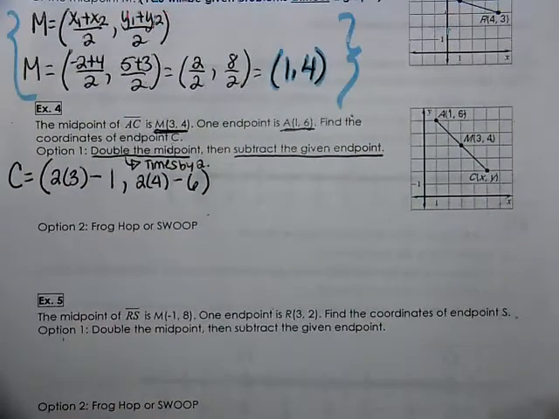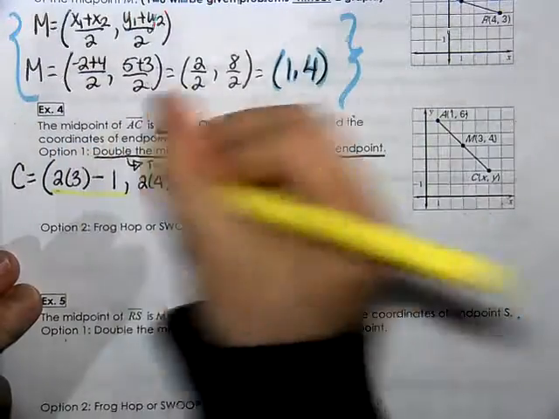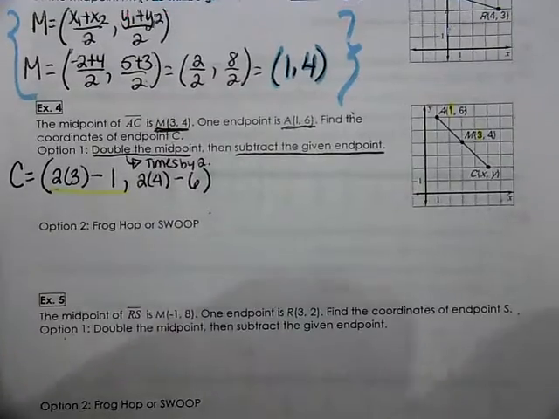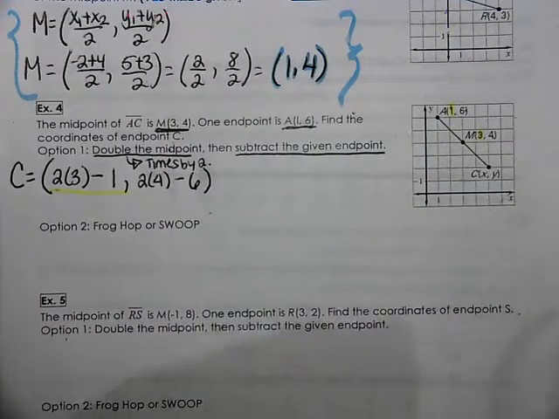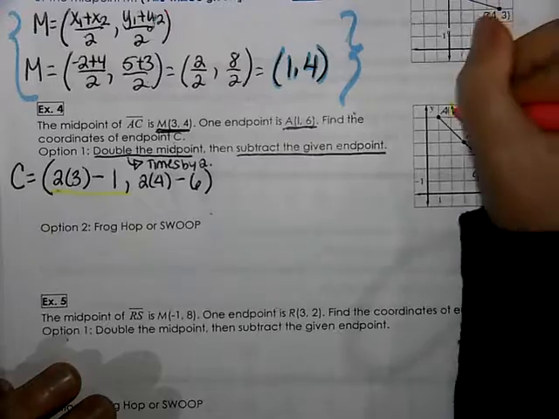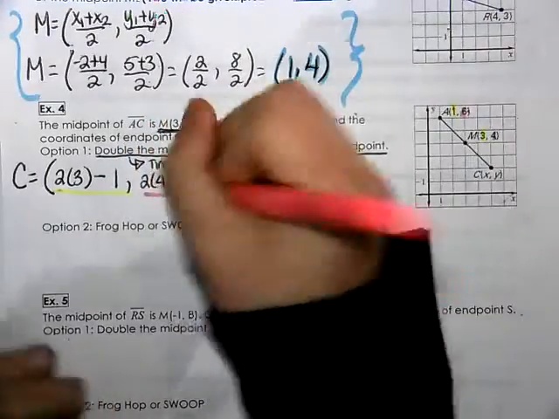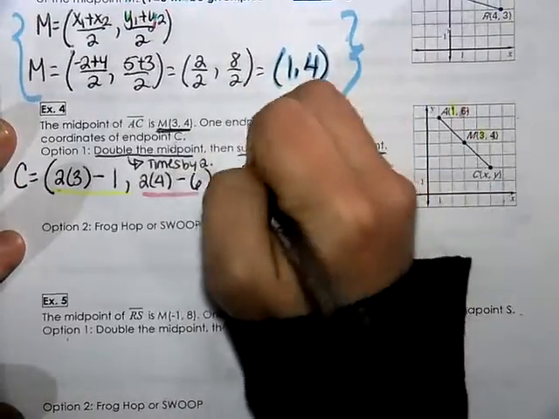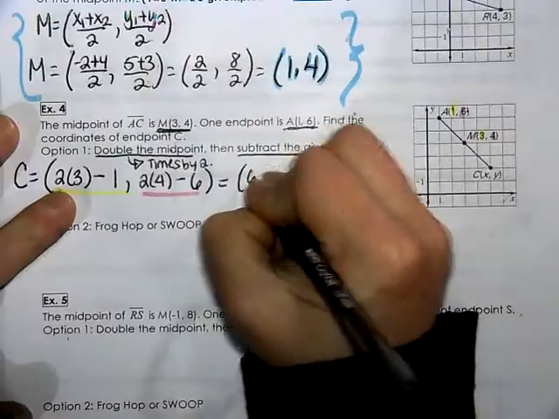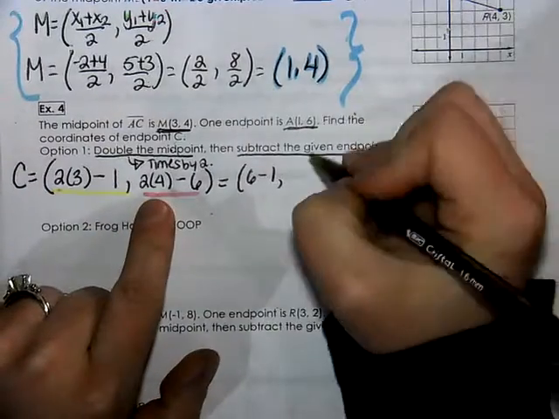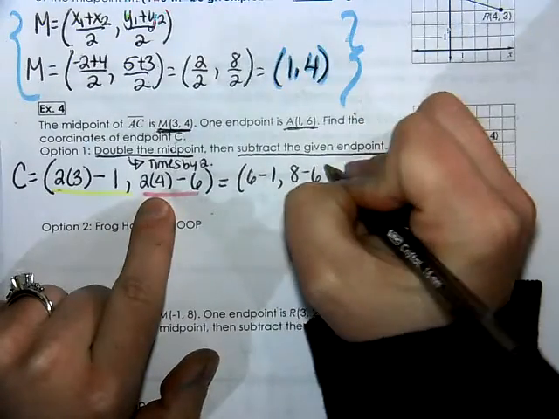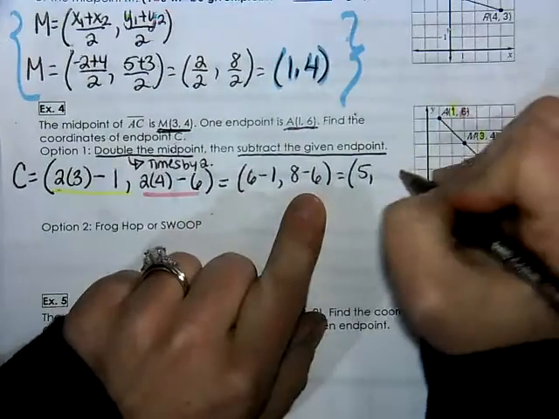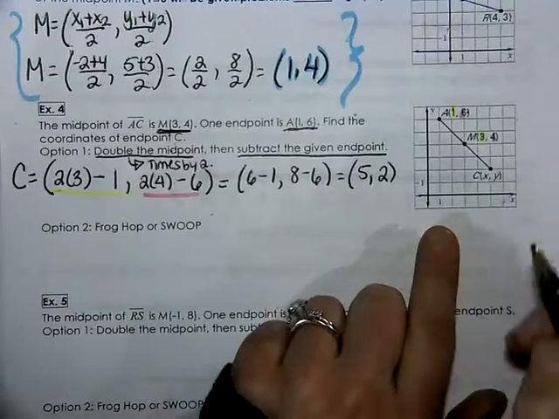So what I did here is I worked with my x's. I doubled the midpoint and then subtracted the endpoint. I did the same exact thing with my y's. I doubled the midpoint and subtracted the endpoint. So now, 2 times 3 is 6. This is 6 minus 1. 2 times 4 is 8. 8 minus 6. My coordinate is going to be located at 5, 2. And let's verify that.